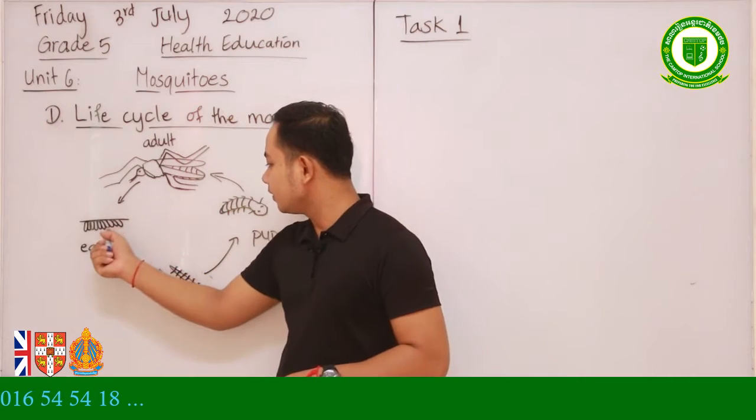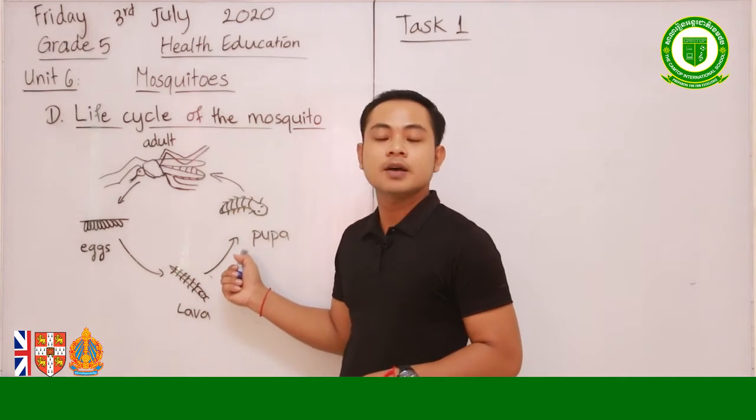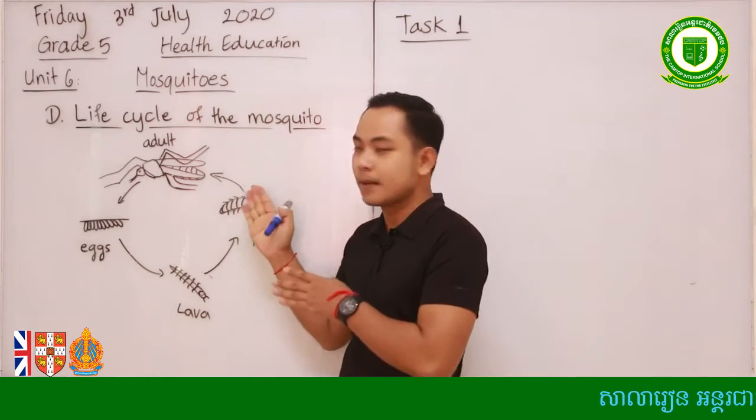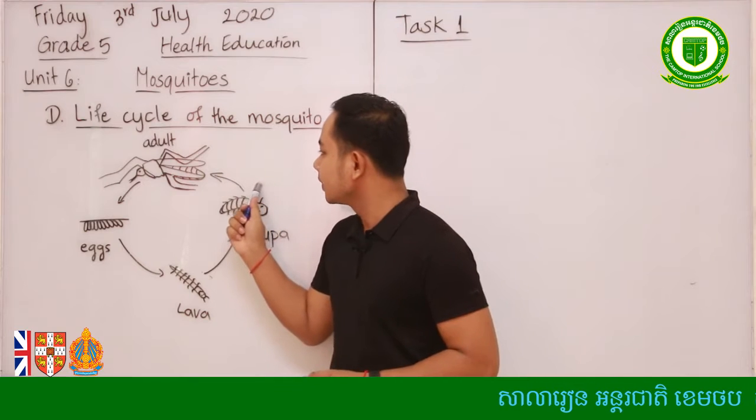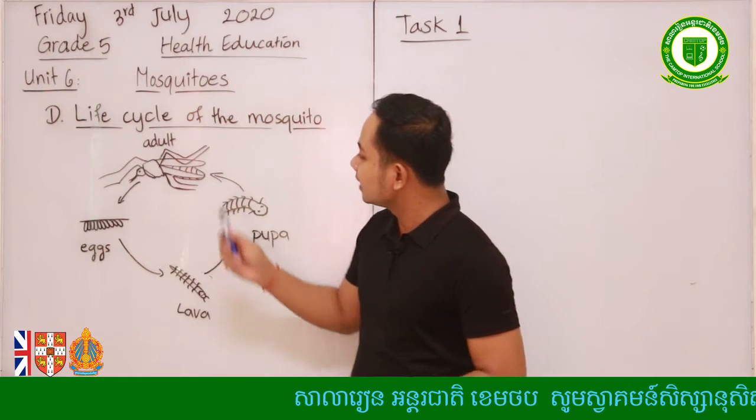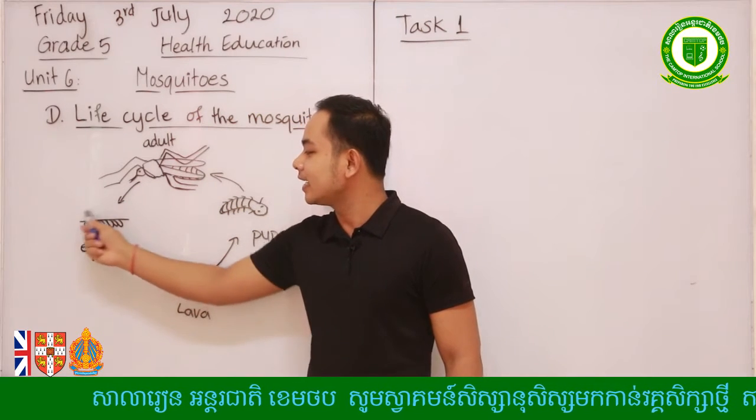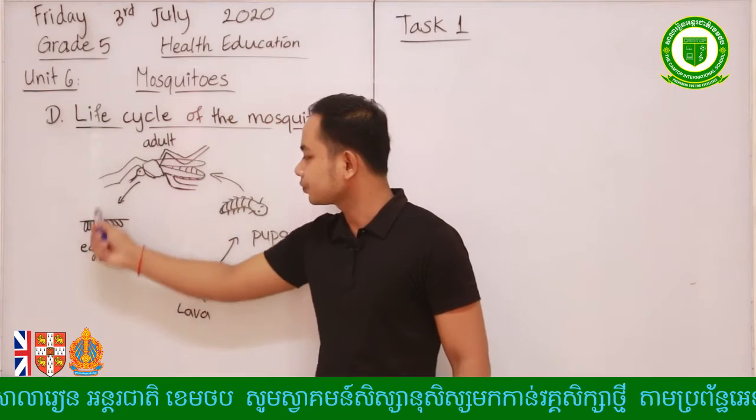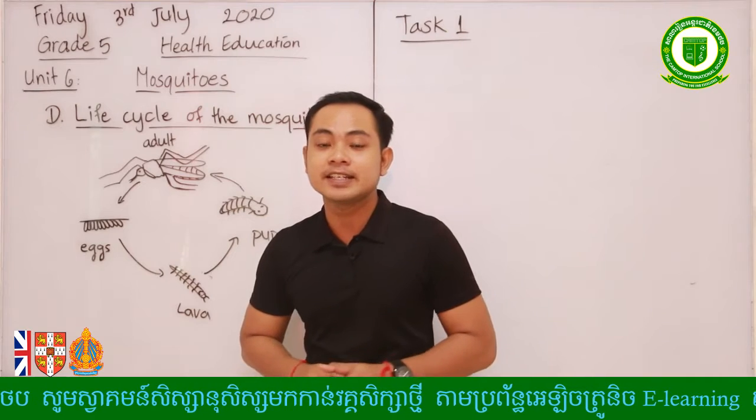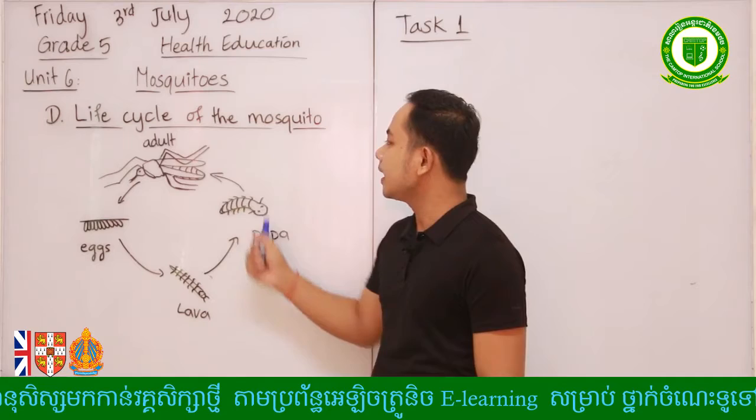Okay? And when it hatches, it becomes a larva. A few days later, it becomes a pupa. This is the pupa. Okay, it becomes bigger and it almost starts to have wings. And then a few days later, it becomes an adult mosquito. And then the adult mosquito will reproduce, and then they will lay eggs again. So this is the life cycle. There are 4 life cycle stages of the mosquito: eggs, larva, pupa, and adults.